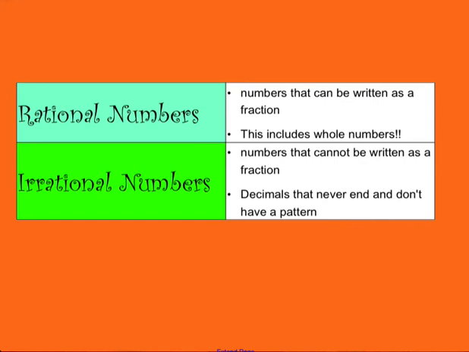Irrational numbers cannot be written as a fraction, and they just are crazy decimals, like pi. Pi is a crazy decimal, okay? It doesn't end. It keeps going on with all of these random numbers that have no pattern whatsoever. And those are icky decimals. So irrational numbers, the decimals don't end, and they don't have any sort of pattern. So that's what makes them irrational.